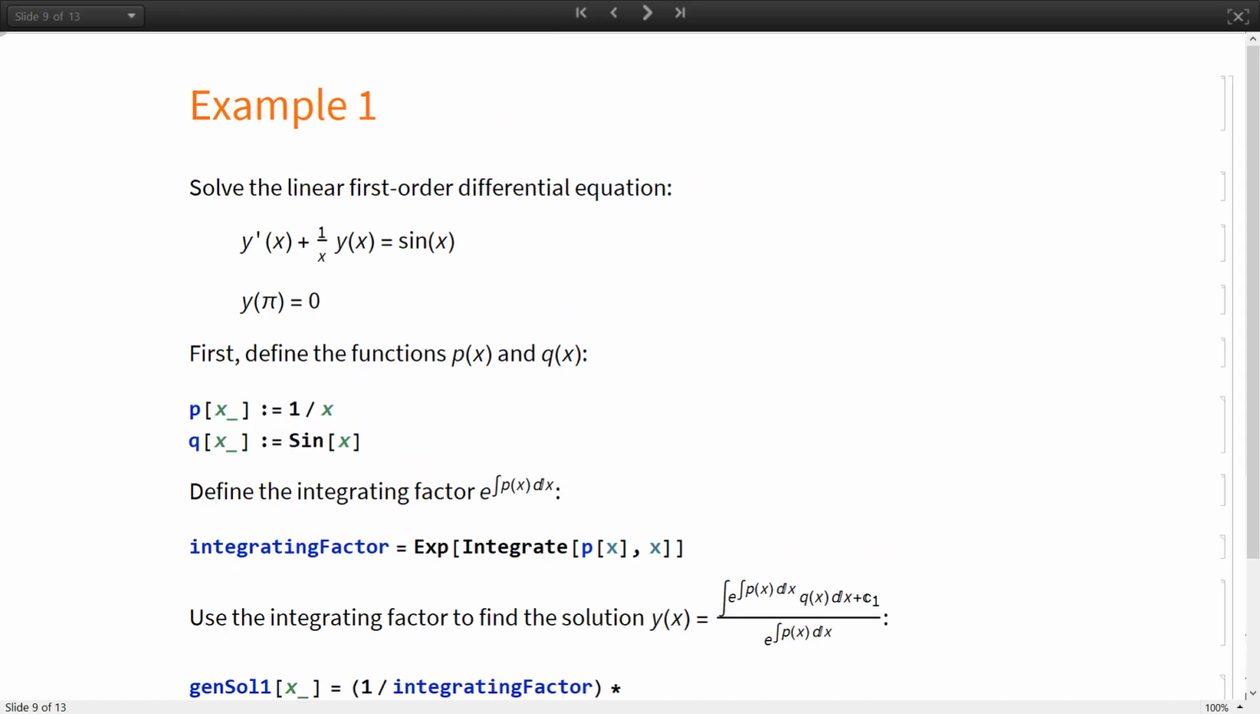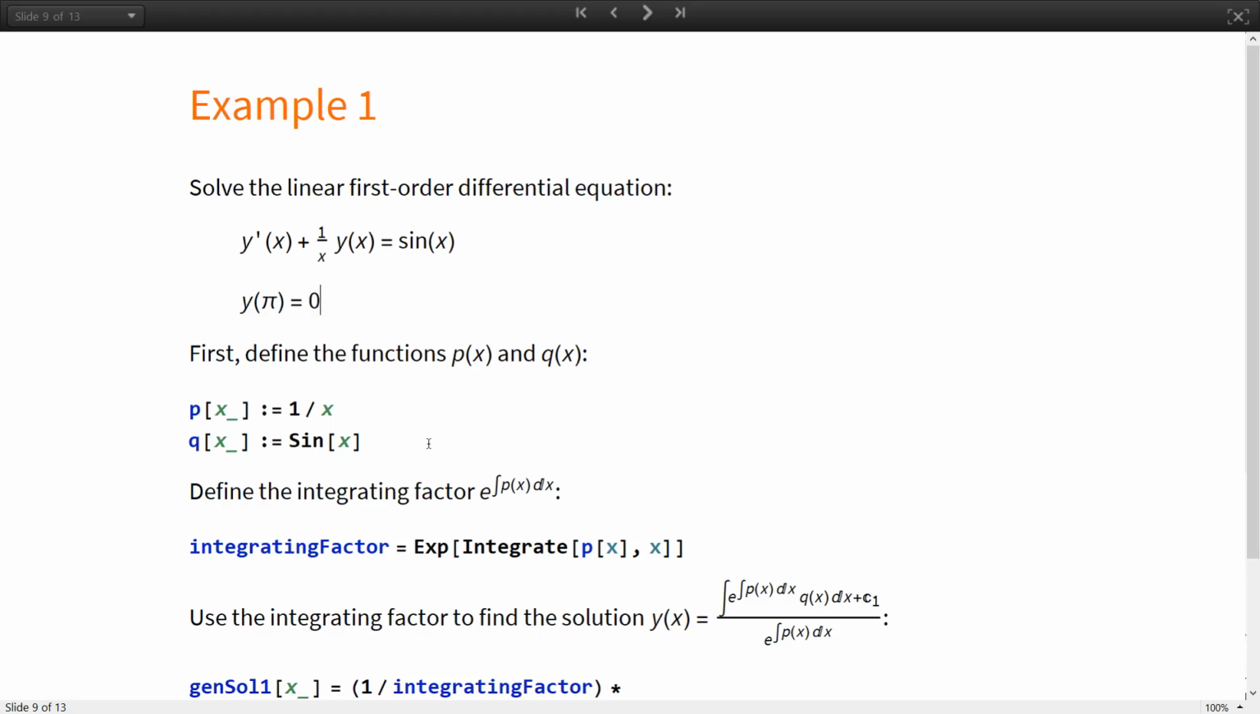Let's use the integrating factor method to solve a particular first-order differential equation with non-constant coefficients. Consider this first-order differential equation, where the p of x term equals 1 over x and the q of x term equals sine of x. The initial condition says that the solution should equal 0 at x equals pi.